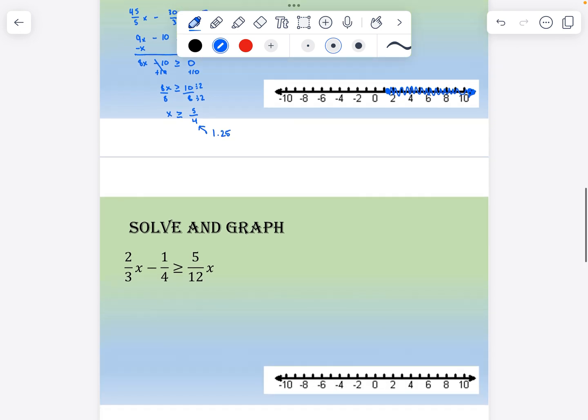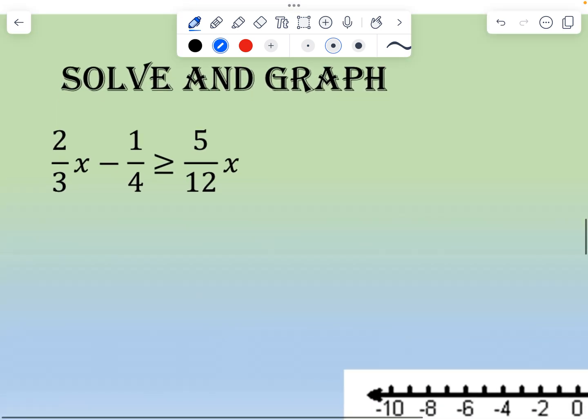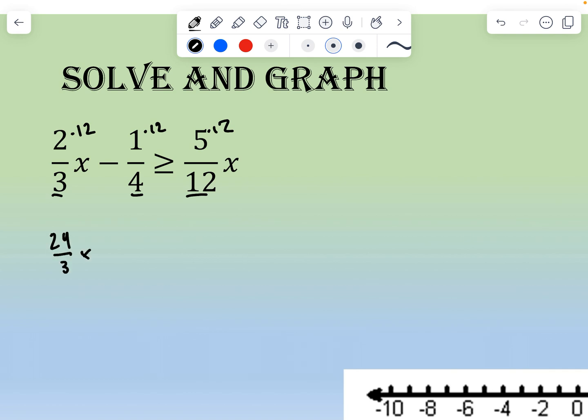Okay, let's go to the next one. So we're going to do a very similar problem. We're going to look at the denominators. We've got 3, 4, and 12. I'm going to multiply by at least the biggest number, and 12 does cancel 3 and 4. So we'll multiply the tops by 12. I'll get 24 over 3x minus 12 over 4 is greater than or equal to 60 over 12x.